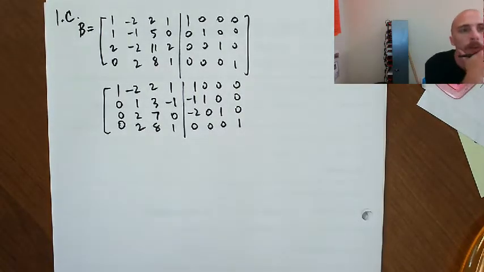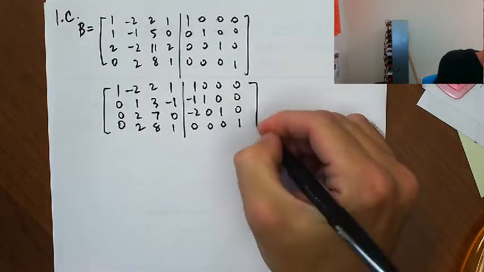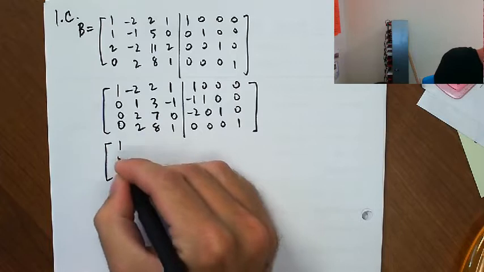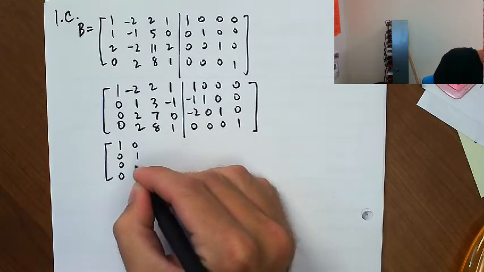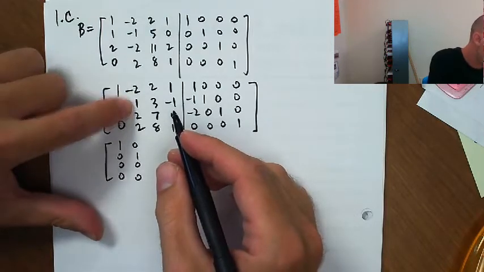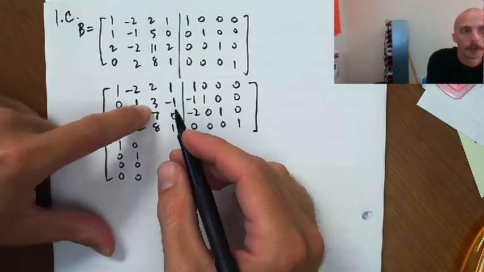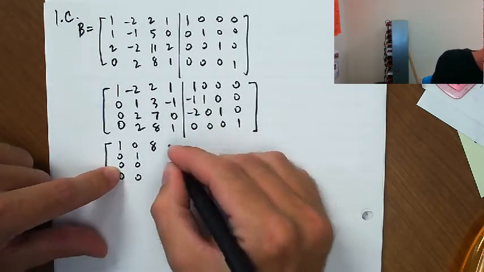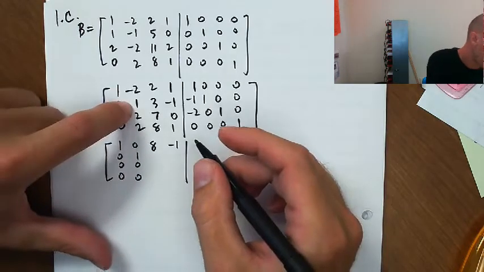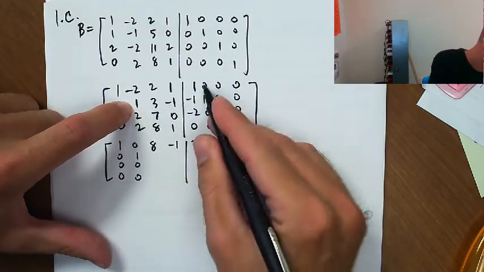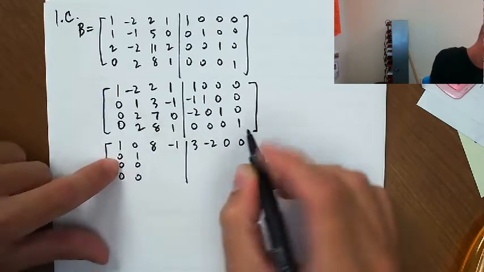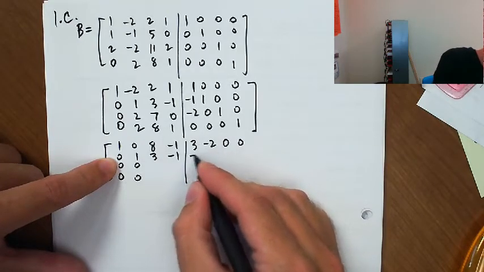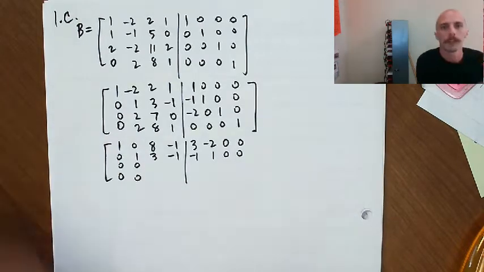All right. Now I'm going to use this as my tool to clear out the rest of the second column. So I'm going to add 2 of row 2 to row 1. So 6 plus 2 is going to be 8. 1 minus 2 is going to be negative 1. So subtracting 2 row 2s, that would be a 3, negative 2, and then 0, 0. I'm not doing anything to row 2 in this step. I'm doing a lot with it, but it's not going to change.